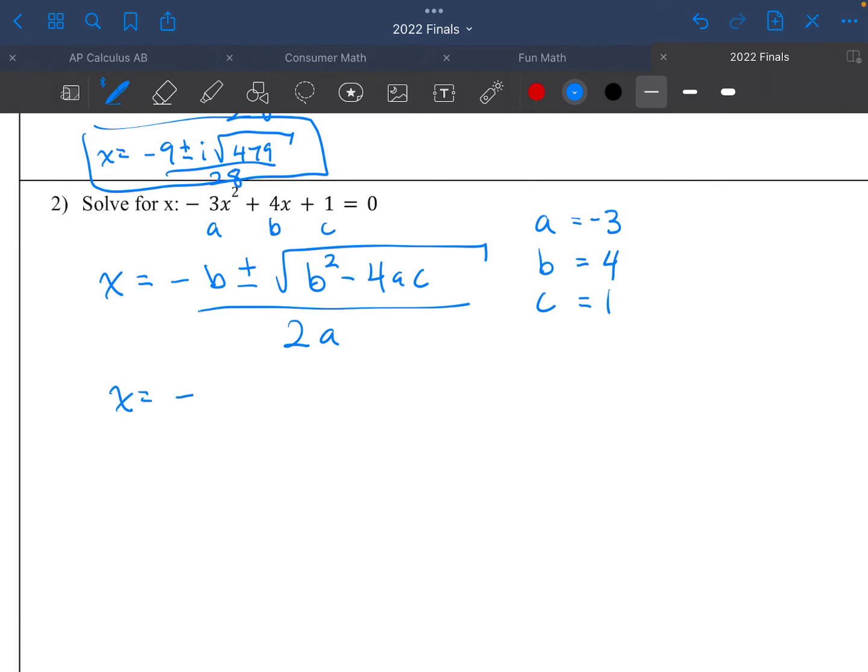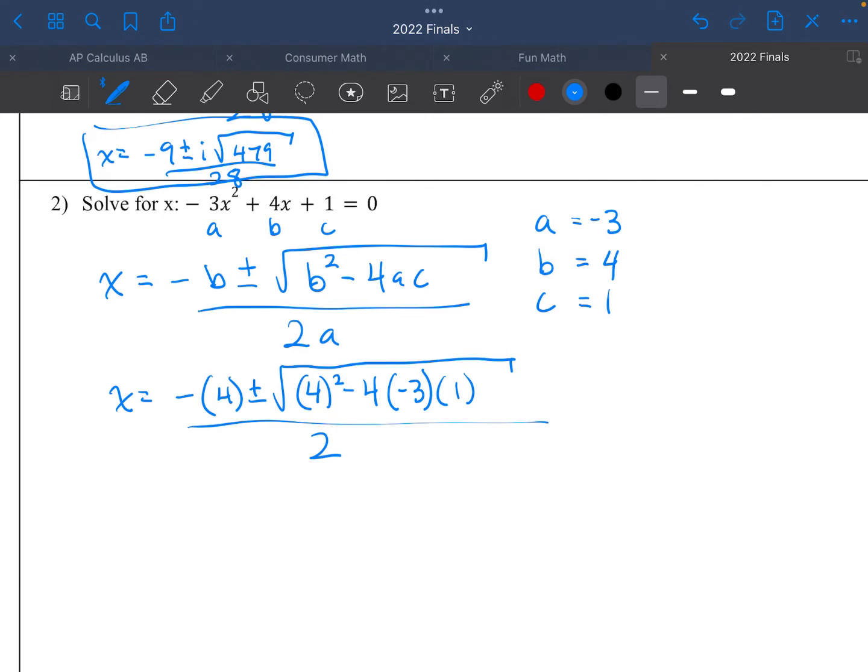Anyway, filling in. x is equal to negative b, which is 4, plus or minus square root. b squared is 4 squared minus 4 times a, which is -3, and then c is 1. Oop, that was a bad parenthesis. All over 2 times a. What's a? It's going to be -3. All right. And simplify. x is equal to -4 plus or minus the square root.